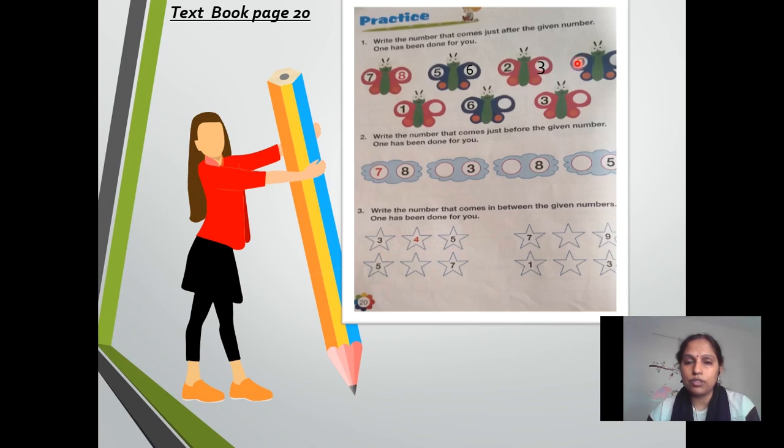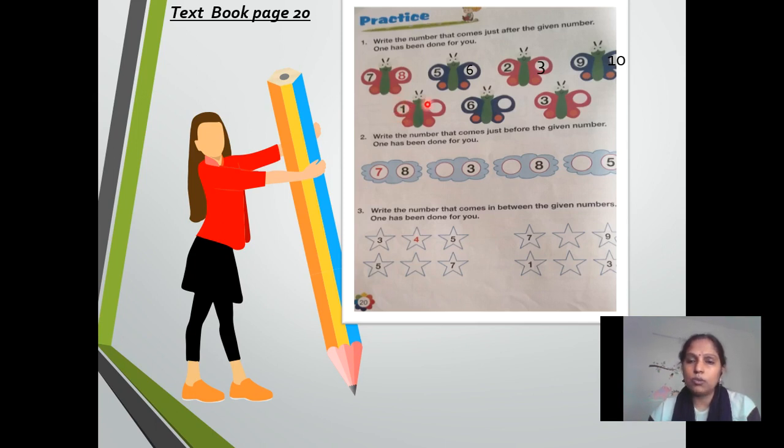Okay, so we are going to find the number that comes after 9. What is the number that comes after 9? Yes, 10. The first 2-digit number. Right? Yeah. So write 10 there. Completed? Okay. The next butterfly.